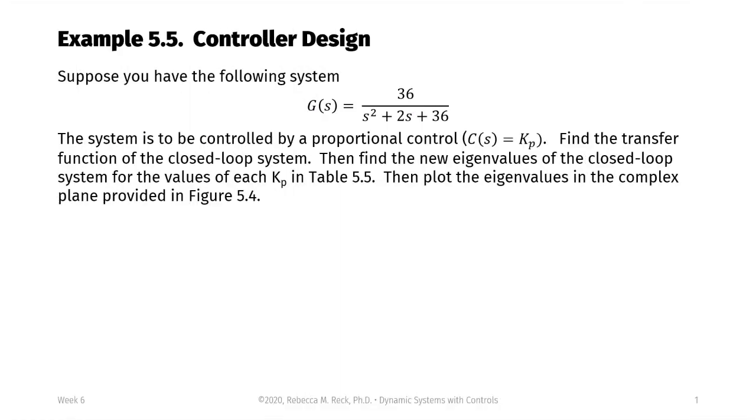So in example 5.5, we're going to take a look at a real second-order system in a closed-loop configuration with a proportional controller Kp. What we're going to do first is find our transfer function for our closed-loop system, so our GCL. Then on the next slide, we're going to take a look at how our eigenvalues, natural frequency, and damping ratio change for different values of Kp. But let's start by finding values for our GCL and some values from our original system that might help us in our calculations.